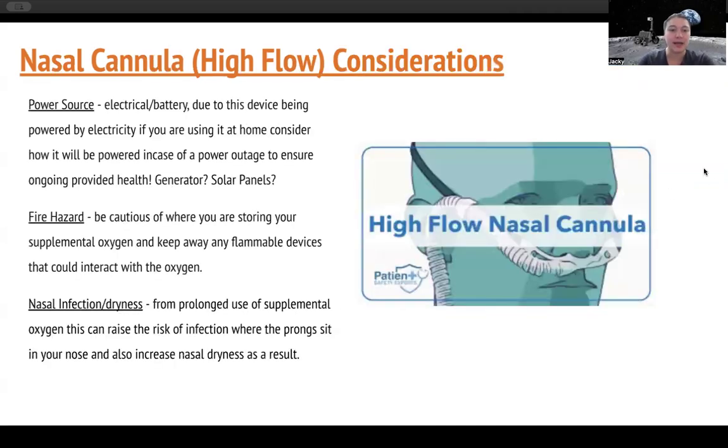And then some things to keep in mind is where you're getting the power source from, making sure you have a good steady flow of power to it, just in case it does cut out. If it is a home use one, make sure you do have a generator to use in cases like that. Also keep in mind that it is a fire hazard because it is oxygen, so consider whether the person is a smoker or if it is used in the kitchen. And also dryness is a possibility. The warm air does prevent nasal dryness, but keep in mind the possible infection where it's placed on your nose.